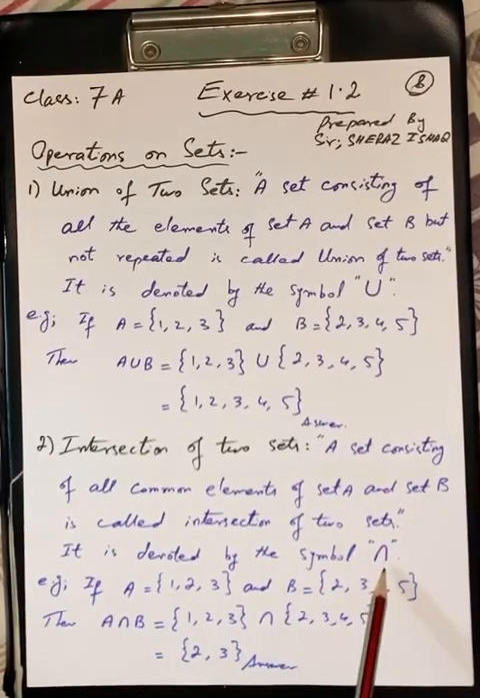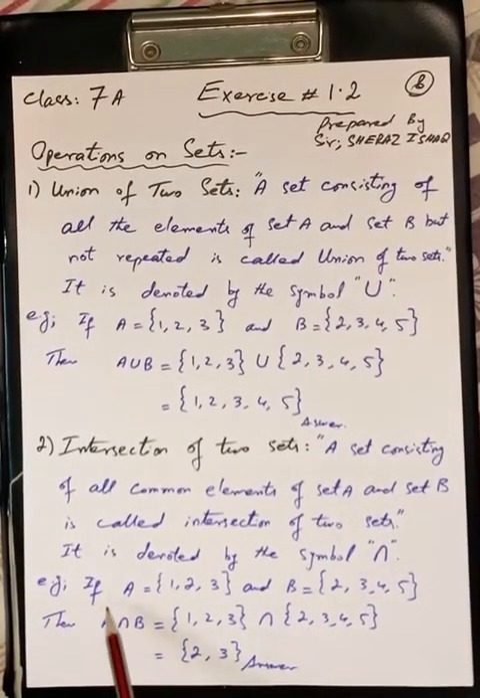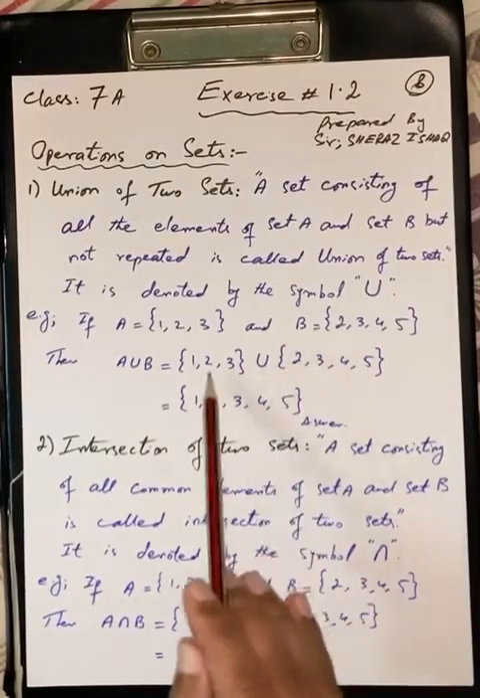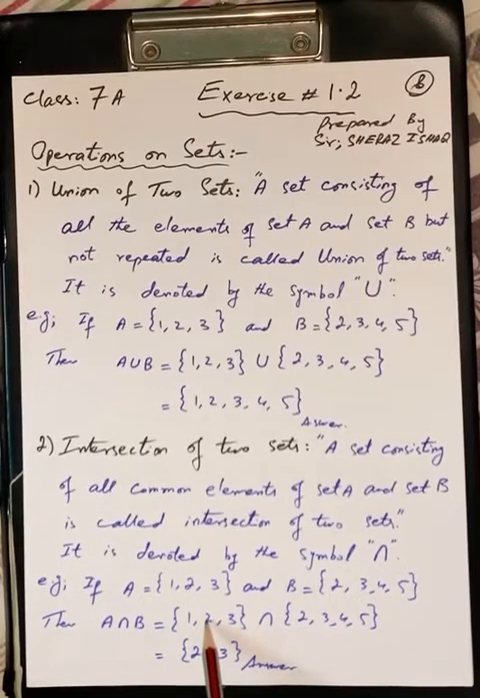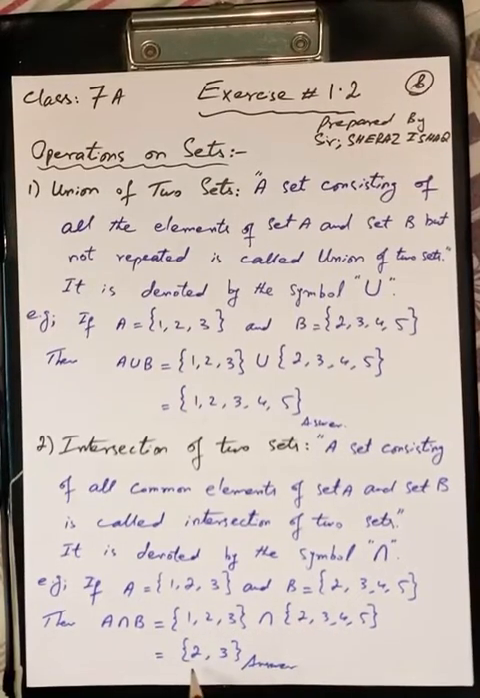So for example, I take the previous example: A intersection B, {1, 2, 3} intersection {2, 3, 4, 5}, the elements of set B. So I want the common elements from these two sets. What is common? See, 2 is present in both sets, so 2 is common. 3 is present in both sets, so 3 is common. So this is the intersection of A and B.